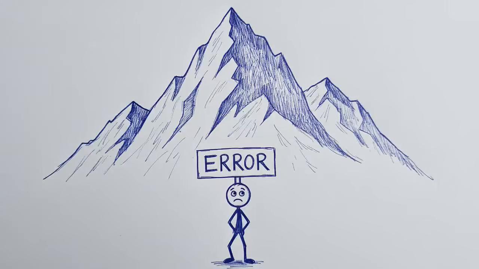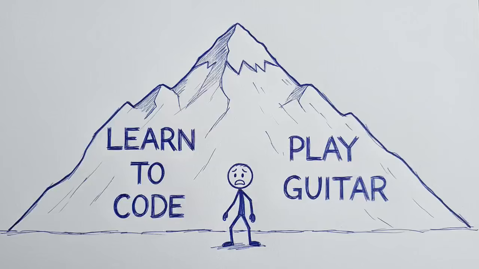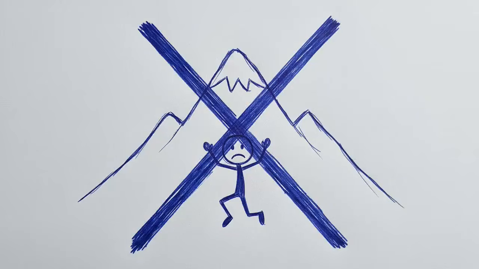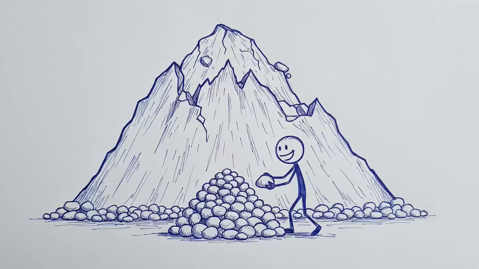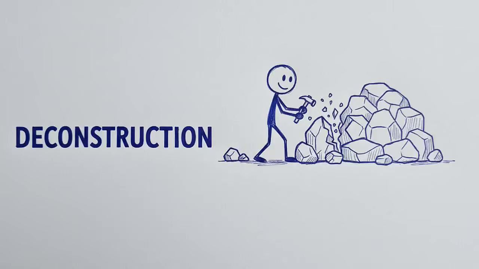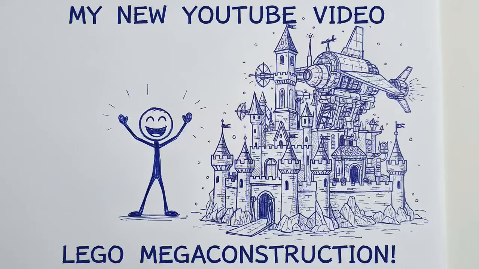Most people who try to learn a new skill make a fundamental error from the very beginning. They look at the enormous mountain of a skill like learning to code or playing the guitar, and they get paralyzed by its size. The key is to not try to climb the mountain all at once. Instead, you break the mountain down into a pile of small, manageable rocks. This is deconstruction.